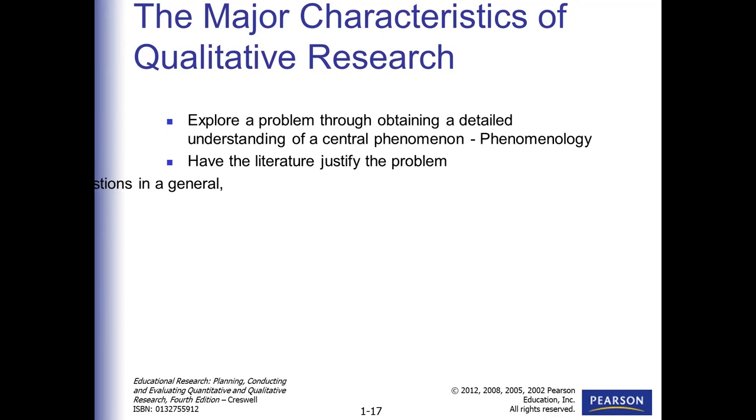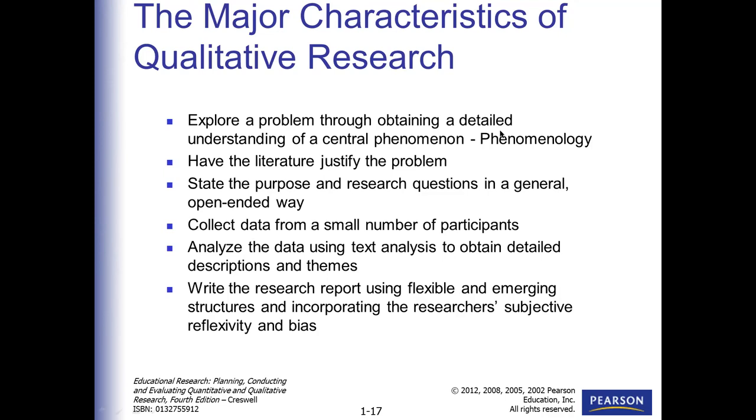In qualitative, you go for explaining a problem through detailed understanding of a phenomenon. If I'm a participant in a qualitative study, I will be explained particularly. I have a place as a participant in qualitative. Then you have the literature justify the problem and state purposes. By the way, in quantitative, you go for hypotheses and proving sort of statements, but in qualitative, we do not have that proving sort of statement or purpose.